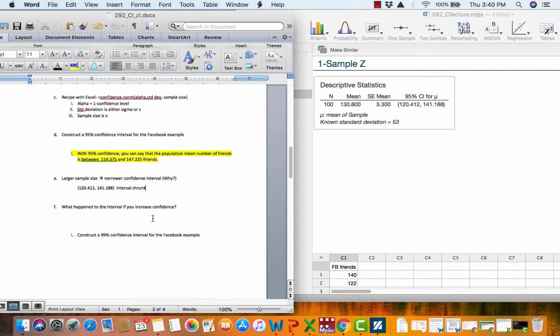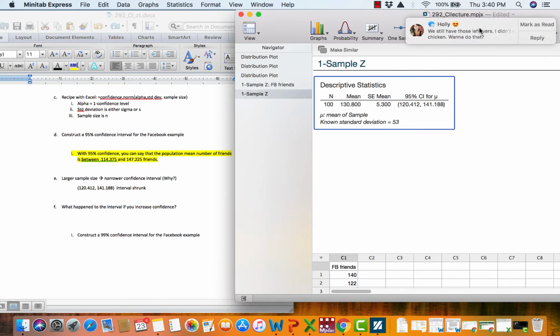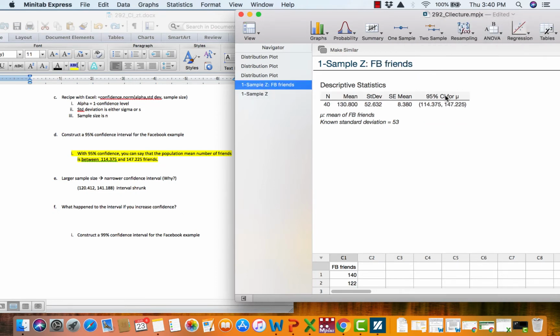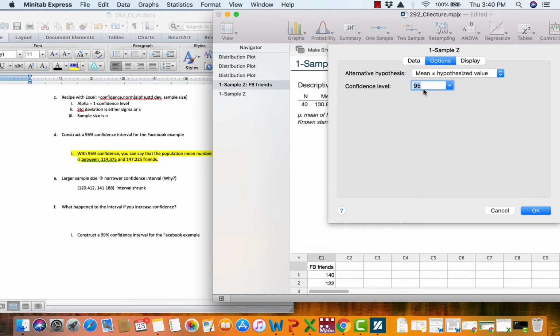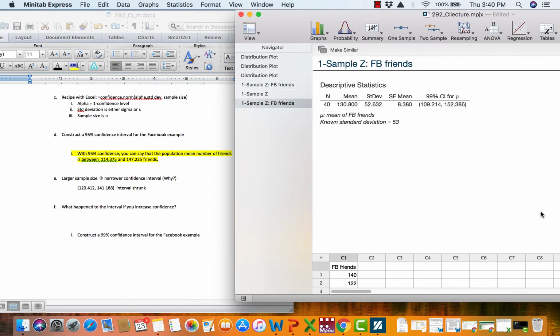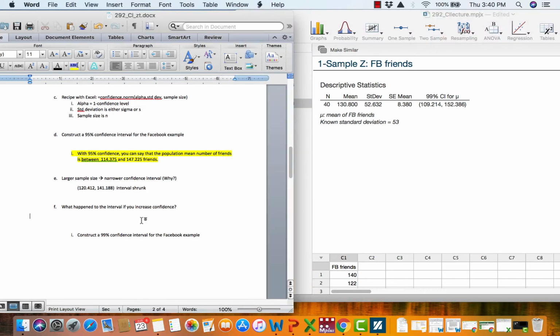Similarly, what happens to the interval if you increase the confidence? Let's go back to the first problem here, one sample Z, and we'll do a make similar. But now instead of 95% confidence, let's increase our confidence to 99%. What happens? Now we are at 109.214 to 152.386. Compare this interval to our original interval.